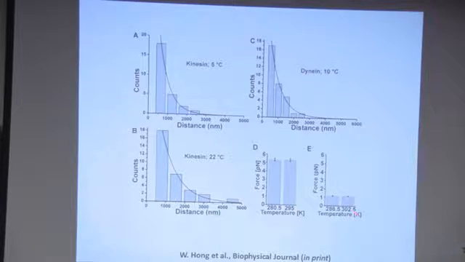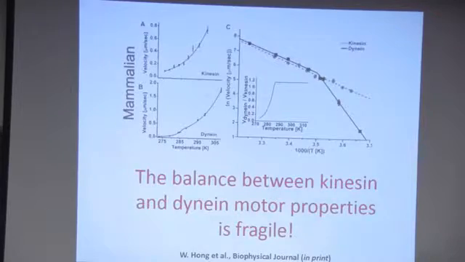The force production, we were hoping that we would see some major differences. Those we couldn't resolve within our error bars. There were no major differences. But the major difference, by the looks of it, was the difference in velocity. The fact that below 15 degrees, dynein essentially very quickly dies.